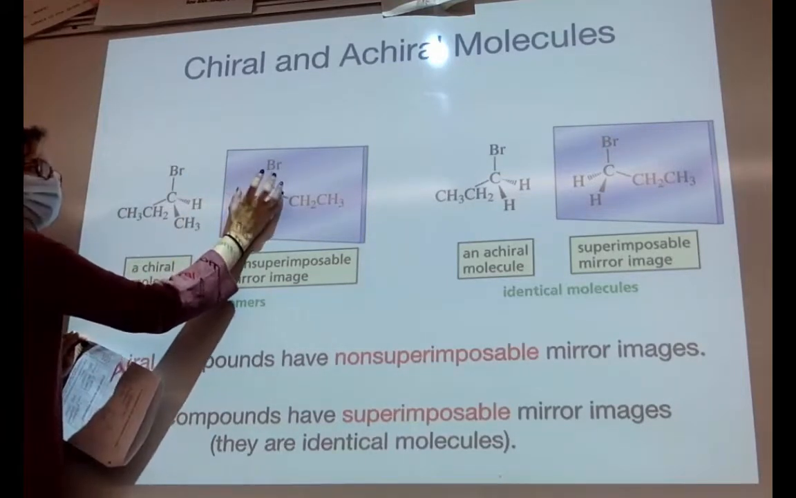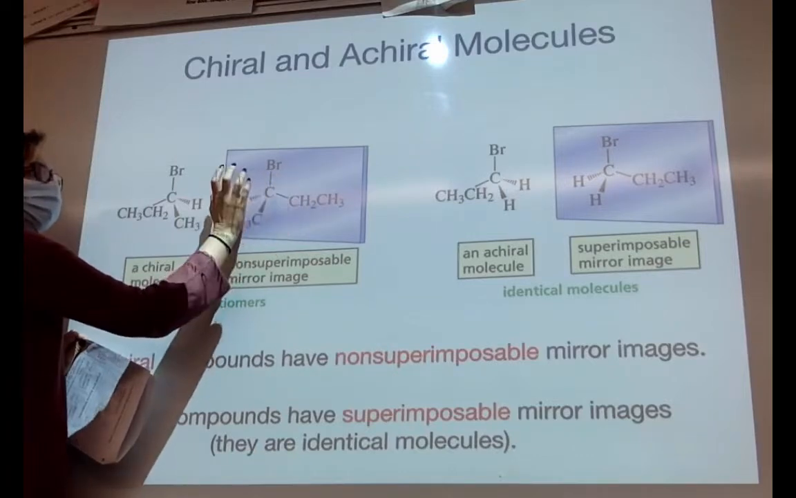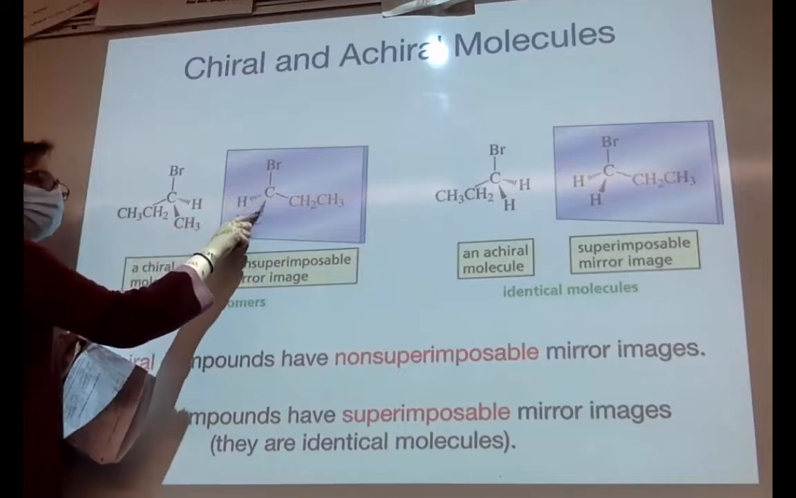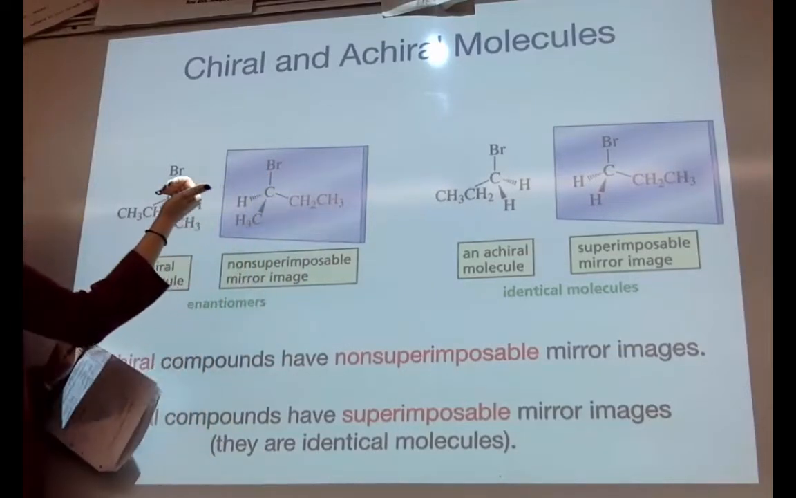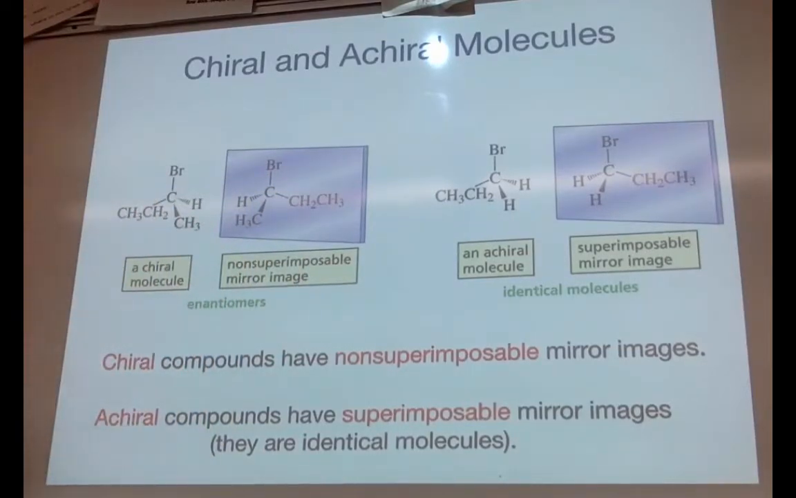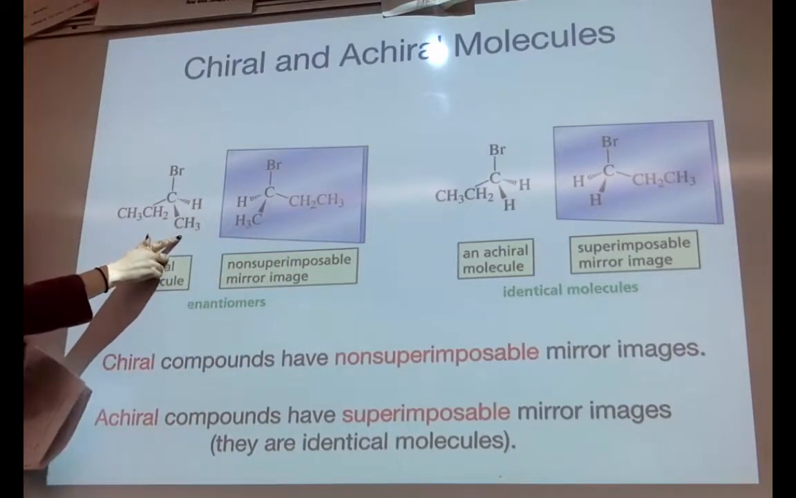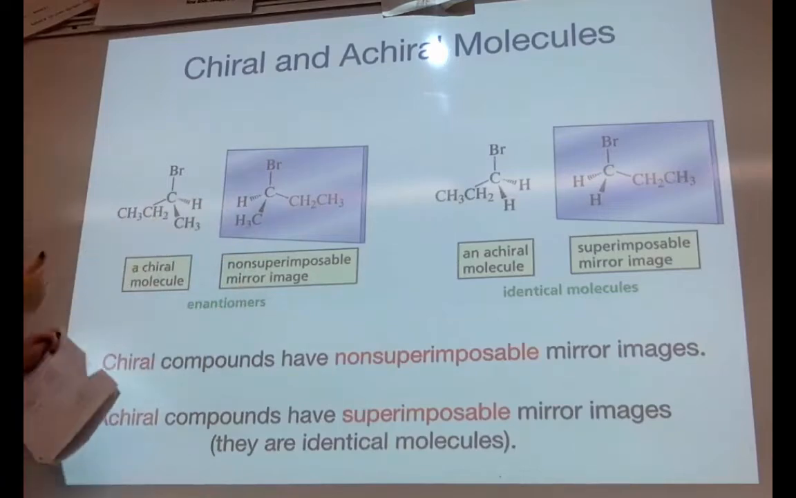If I twist it just a little bit, now the ethyl is going to go back into the page, the methyl is going to be off to the side, and the hydrogen is going to be out front. There's no way that I can rotate this to make it the exact same thing as this. So they are enantiomers of each other.